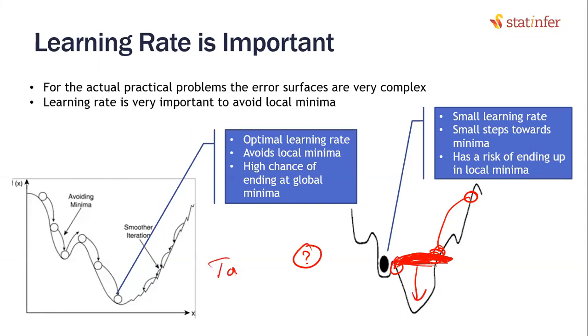So learning rate too high. Think about it, all of you. If the learning rate is too high, that means your step size is so high, that means your weights are changing so rapidly that they cannot even enter that global minima. There is a problem. So a learning rate that is too high is also a problem.